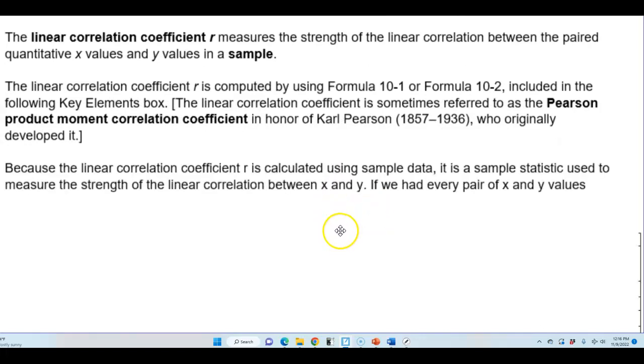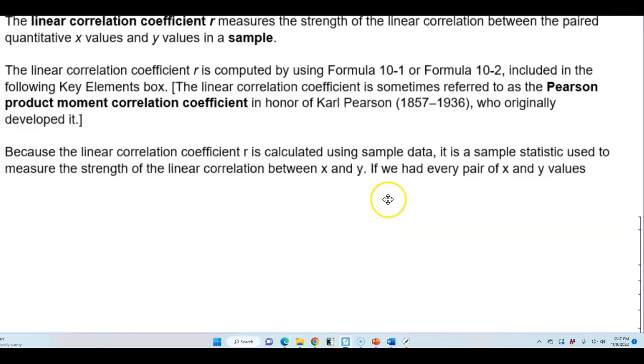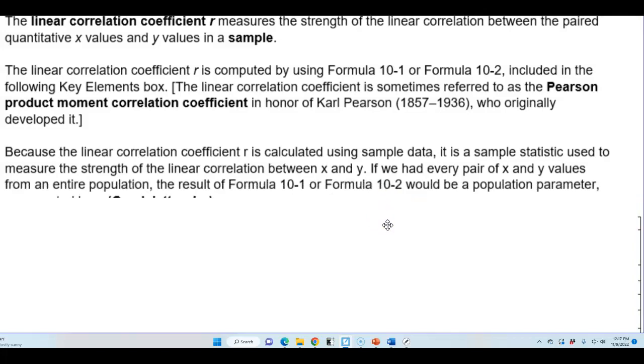Now, because the linear correlation coefficient R is calculated using sample data, it is a sample statistic used to measure the strength of the linear correlation between x and y. If we had every pair of x and y values from an entire population, the result of Formula 10.1 or Formula 10.2 would be a population parameter represented by the Greek letter rho.